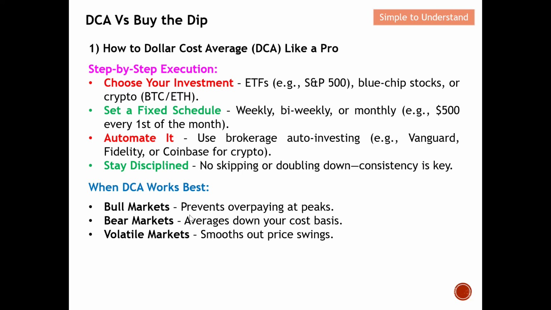This actually prevents us from overpaying at peaks. Because a bull market is considered a good market, the price may be at an all-time high. So when we do DCA, we prevent ourselves from overpaying at a very high all-time cost. Therefore, DCA is probably more useful under this bull market.